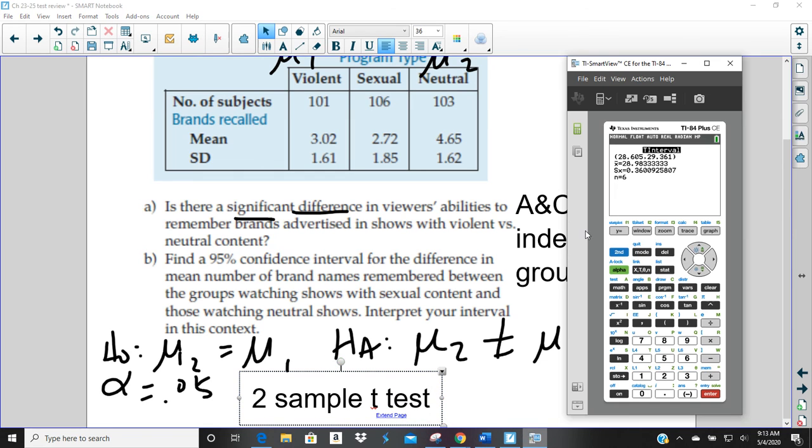So let's go to our calculator. Let's go to stat tests, and we're going to go to a two sample t-test, which is number 4. Don't worry about number 3. We're not going to use it. Almost like mark it off your page. We're going to do stats, and I'm going to put in my data. So the neutral was 4.65. The standard deviation was 1.62. The number was 103. The violent was 3.02. The standard deviation was 1.61.